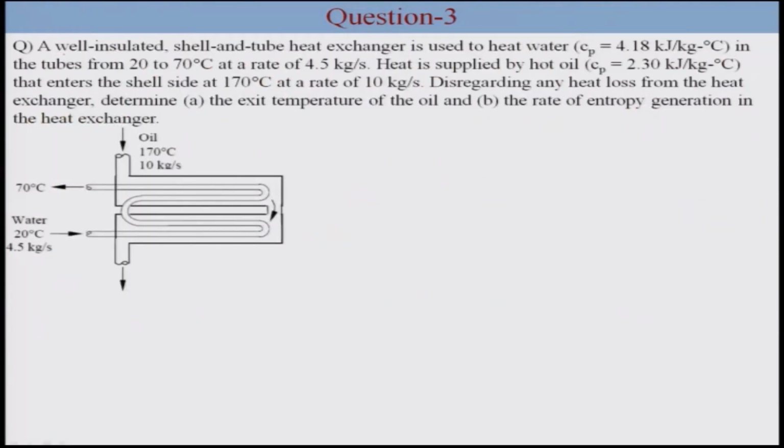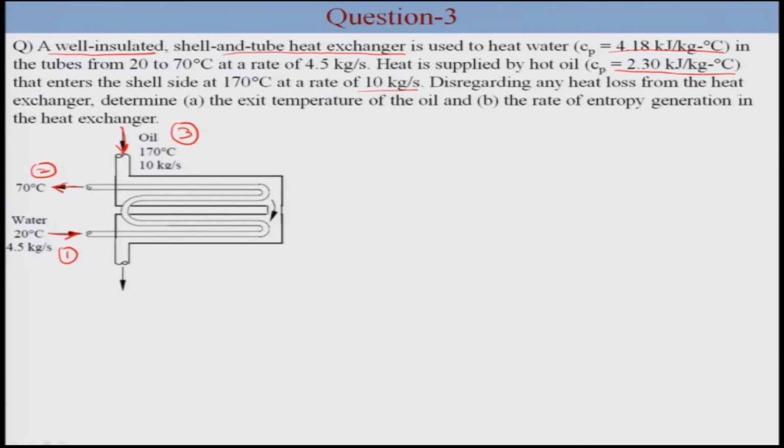Moving on to the next question. In this, a well insulated shell and tube heat exchanger is used to heat water. Cp of water is given, in tubes from 20 to 70 degrees Celsius. So, water is entering at 20 degrees Celsius and it is going out at 70 degrees Celsius. This point is taken as 1, this as 2. Heat is supplied by hot oil, with Cp 2.30, that enters the shell side at 170 degrees Celsius, at a rate of 100 kg per second. We take this as 3.